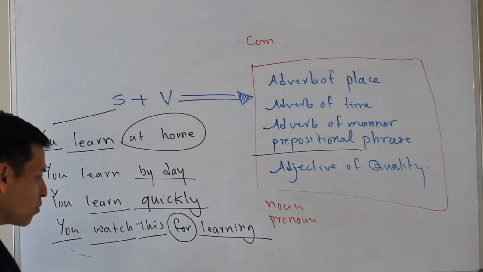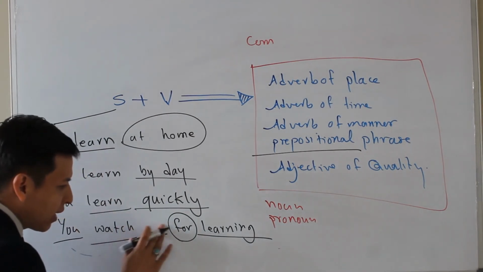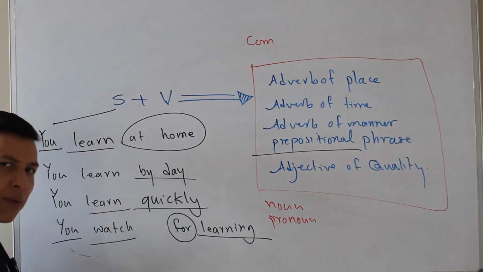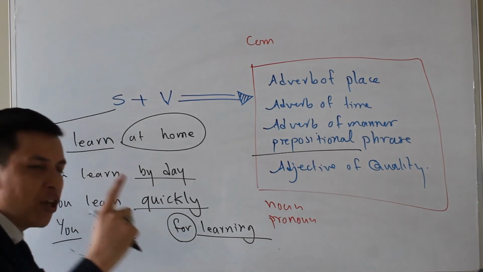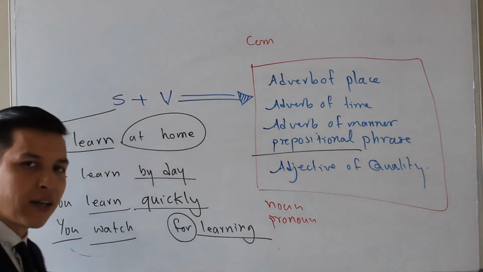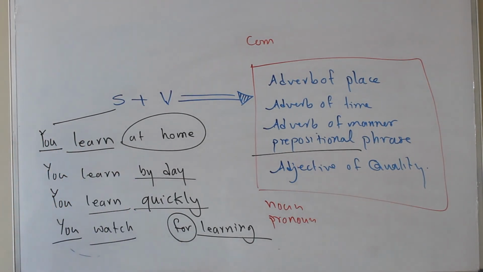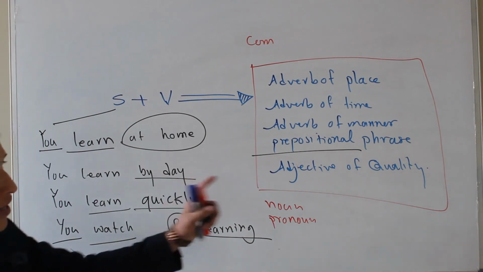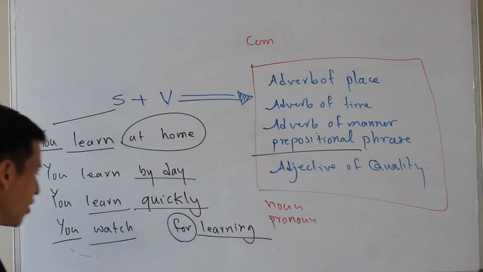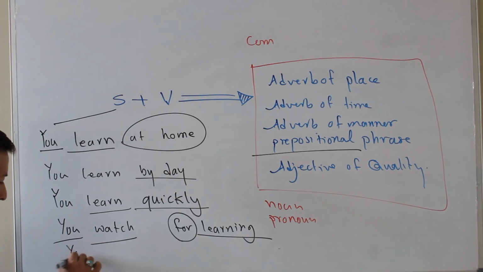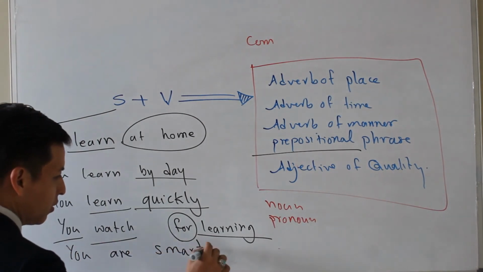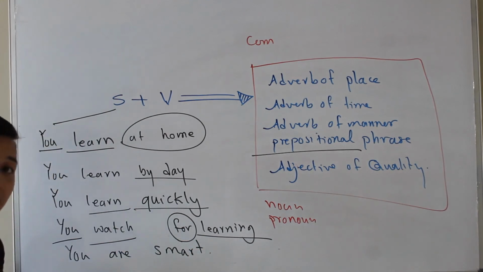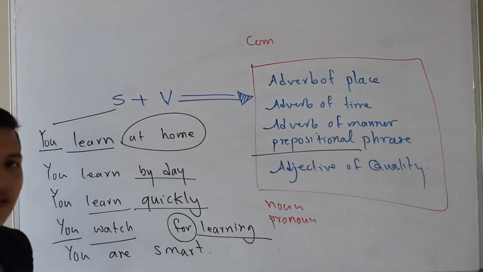If I drop this one, again there will be no difference. We should drop it because we should not have any object. So, you watch for learning. What's the purpose of watching? That's for learning. And finally, adjective of quality. For example, you are smart. I'm definitely sure you are smart. Here, smart is an adjective of quality.